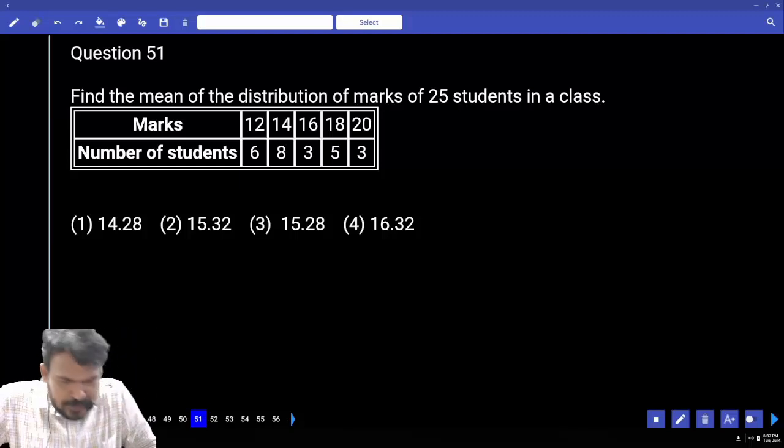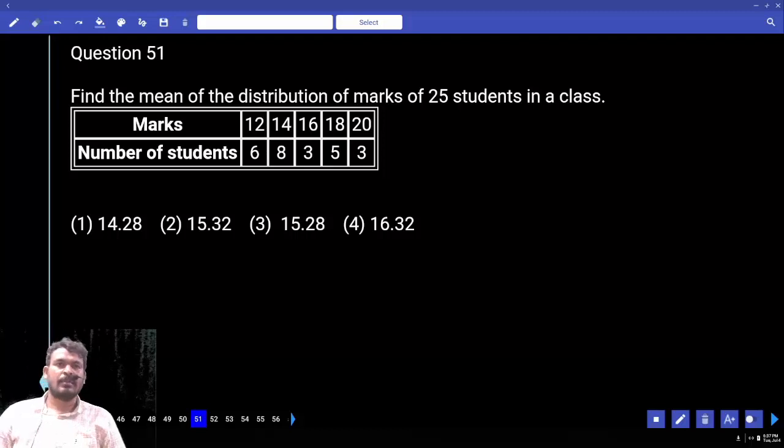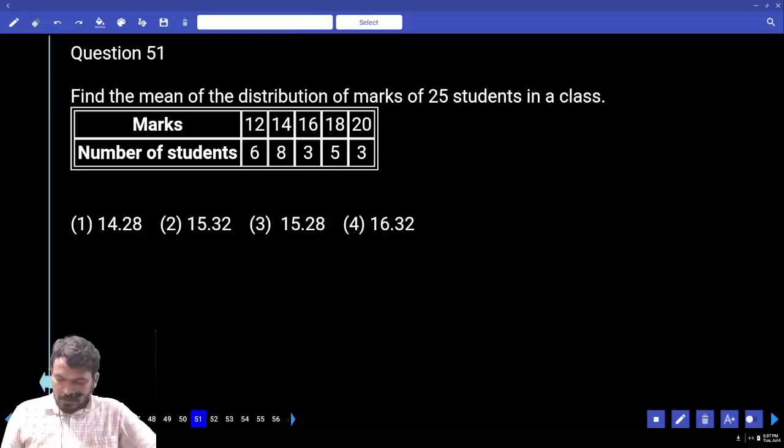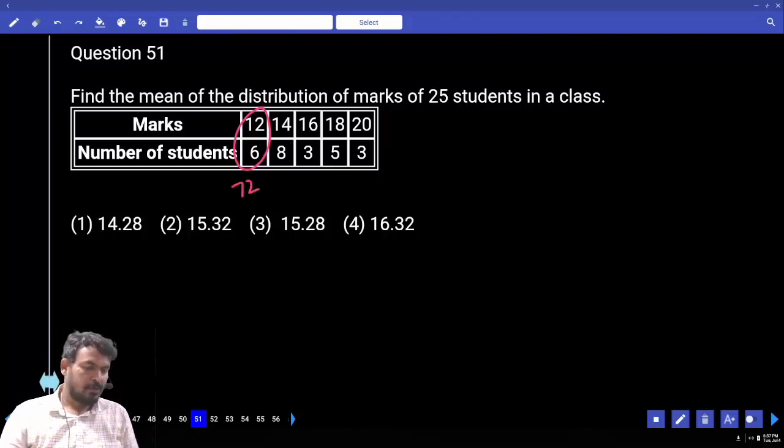Find the mean of the distribution of marks of 25 students in a class. Mean means average. First we need to identify the total marks. First, 12 into 6, 72. Marks are 12 but number of students 6, what is the total marks? 72. Is the 72 marks the total marks of 6 students or only one?